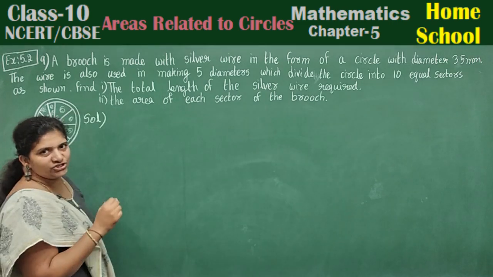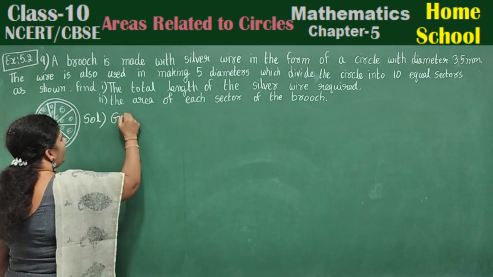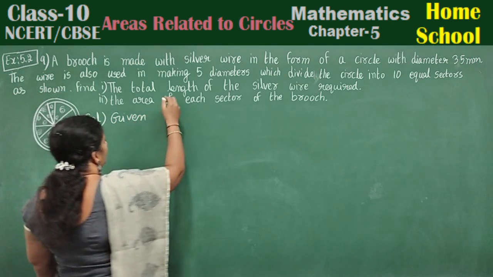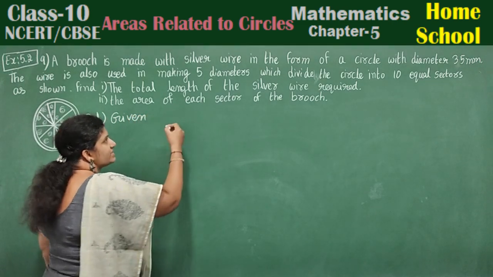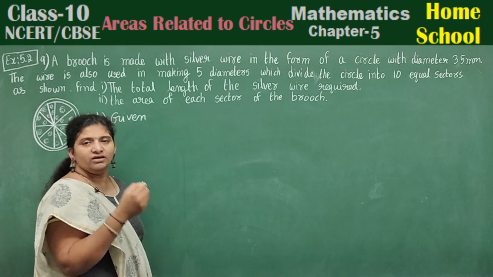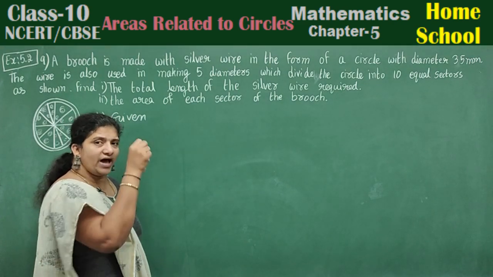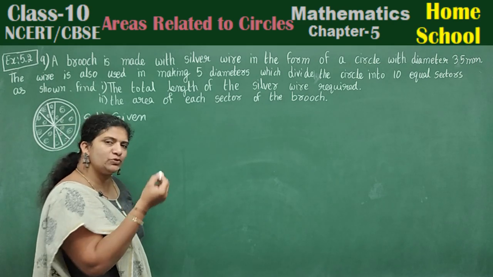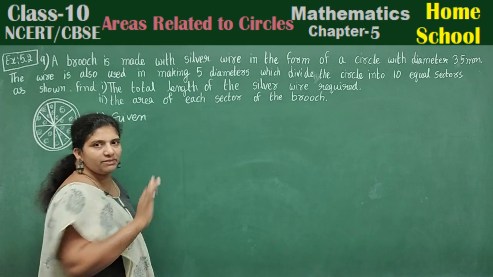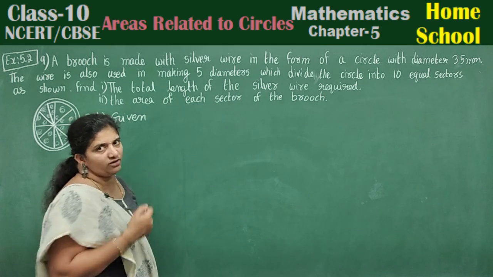Let us start the solution with the given data. Given: a brooch is made up of silver wire, and it is in the form of a circumference of a circle and 5 diameters. These statements you please write down, children. Now I am skipping those statements and directly solving the problem.